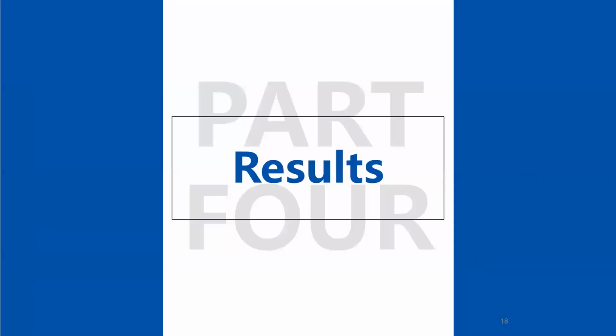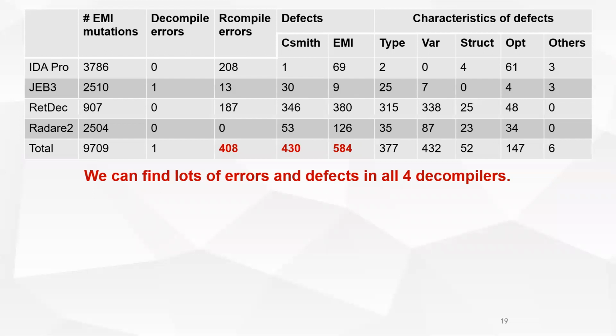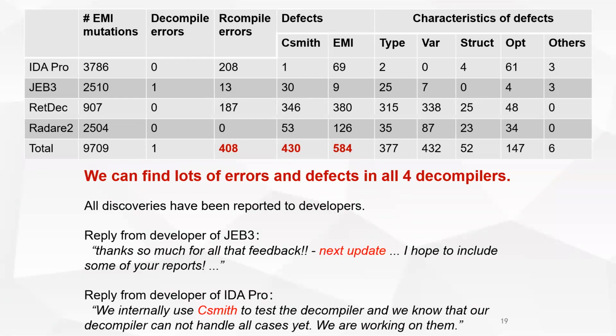There are some interesting findings. We can find lots of errors and defects in all 4 decompilers. More specifically, we found about 400 recompilation errors and about 1,000 decompilation defects. All discoveries have been reported to developers. We have also received some responses from developers. We're glad to know that our findings are helpful for developers to update software. Also, it's surprising to know that ISSTA also internally use SysMIS to test their decompiler.